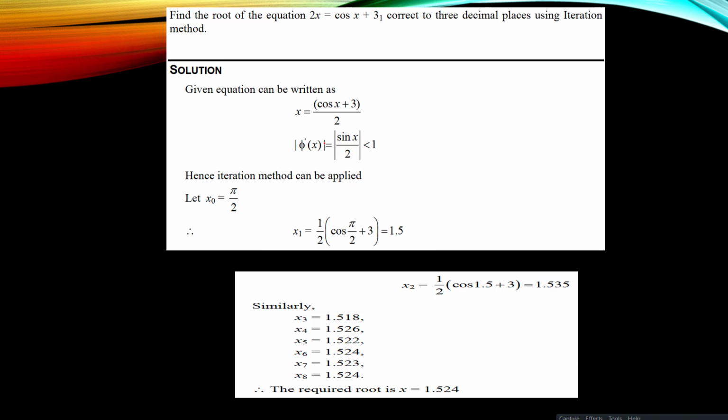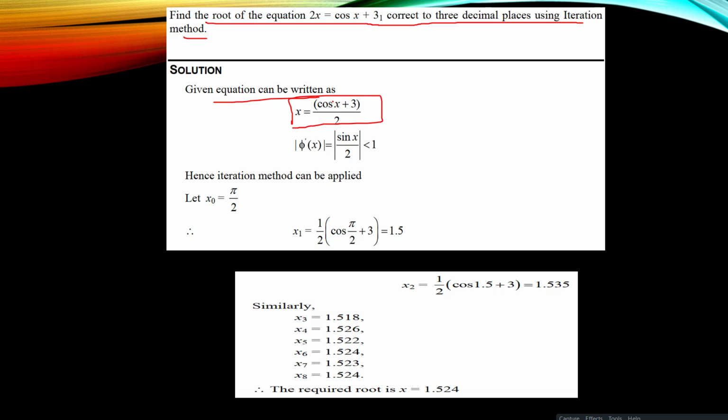One more problem. Find the root of the equation 2x is equal to cos x plus 3, correct to 3 decimal places using the iteration method. So we have the equation. After rearranging, taking 2 to the RHS, x is equal to (cos x plus 3) all divided by 2, the rearranged form of the equation.